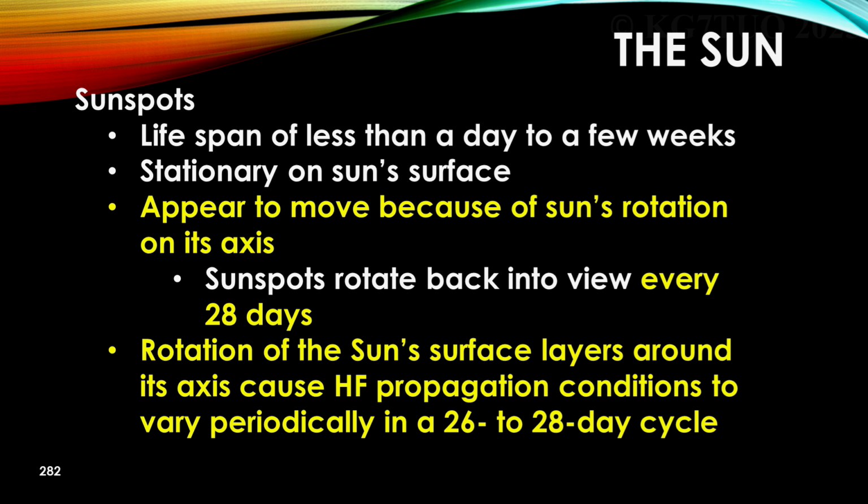So you might have a whole bunch of sunspots that are producing some really great conditions for HF propagation, and then within a week and a half, two weeks, it's gone. What happened? Well, those sunspots are rotated around, and they may persist for another rotation.